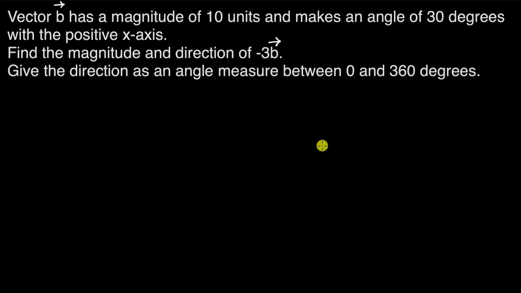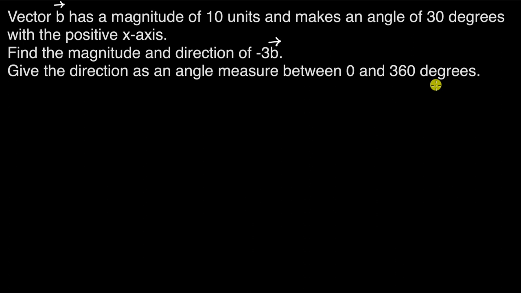Let's solve a question on scalar multiplication of vectors. Here we have a vector b which has a magnitude of 10 units and it makes an angle of 30 degrees with a positive x-axis. We need to figure out the magnitude and direction of minus 3 into b. Give the direction as an angle measure between 0 and 360 degrees. Alright, as always, pause the video and try and attempt this question on your own.